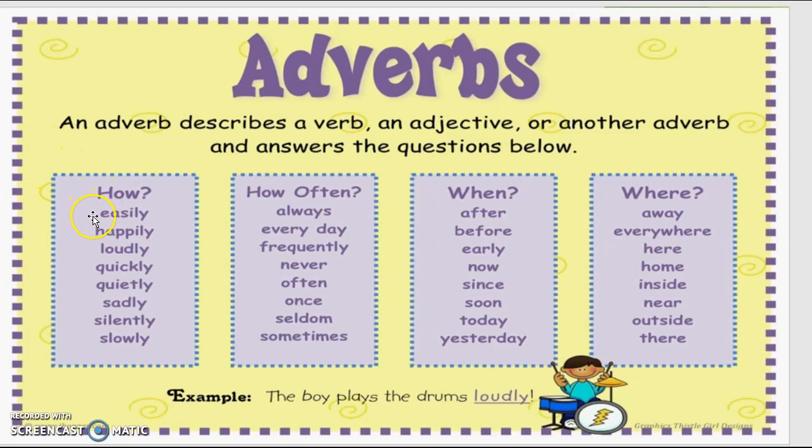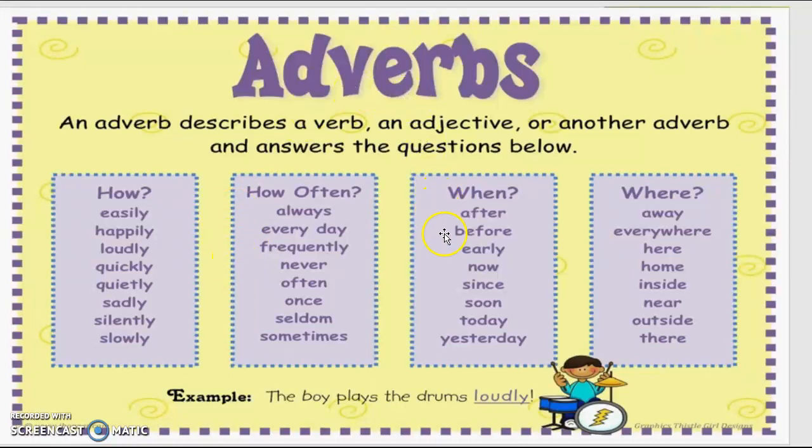Here's a list of options for how: easily, happily, loudly, quickly, quietly, sadly, silently, slowly. And if it ends with ly, that is one clue that it may be an adverb, just so you know. If you look at this list, they all end with ly. Some how often examples: always, every day, frequently, never, often, once, seldom, or sometimes. So these go with how often something might happen.